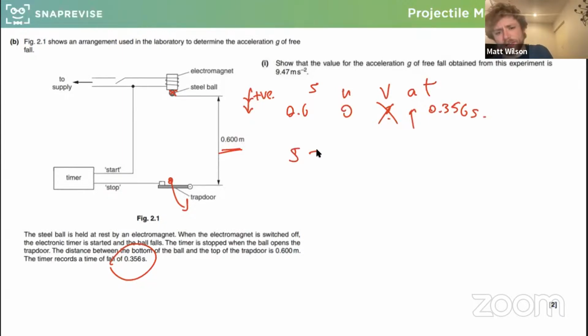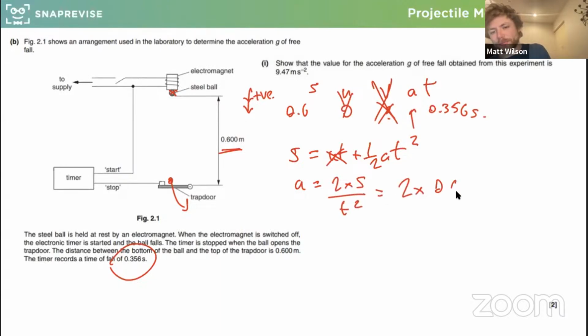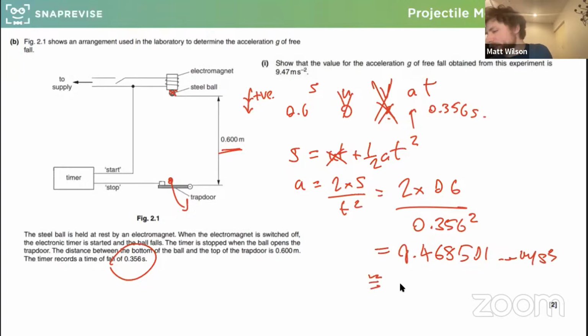So let's go ahead. The classic thing is to use s equals ut plus half at squared, because we don't know the final velocity. So we want the equation that doesn't include v. Good. The initial velocity is 0, so we can get rid of this term. And we just find that the acceleration is equal to 2 times s over t squared, which is 2 times 0.6 divided by 0.356 all squared. If you check that in a calculator, you get 9.468501, etc., meters per second squared, which is roughly equal to 9.47 meters per second squared, which is exactly the value they wanted from us.